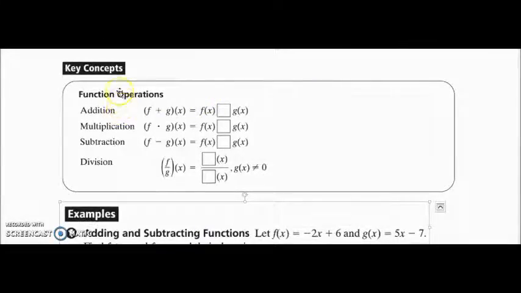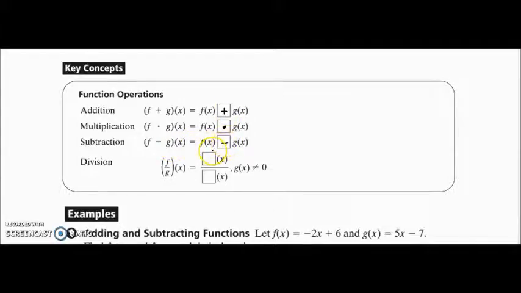Let's keep in mind that functions are, remember when we did the function machines, we put in some x value and out would come some y value. So we can add those functions together. So f plus g of x is just f of x plus g of x. Multiplication, f times g of x is just f of x times g of x. Subtraction, f minus g of x is just f of x minus g of x.